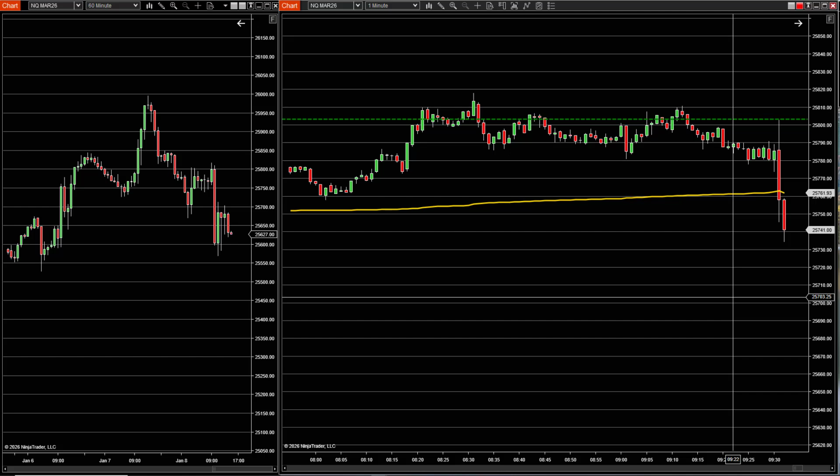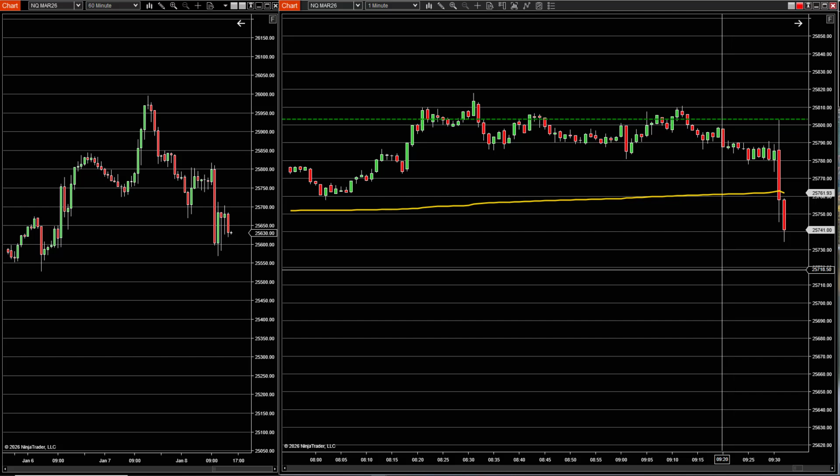pullbacks into some kind of imbalance. I'm looking for sweeps of liquidity, right? I want to be buying where most people would be stopping out, and I want to be selling when most people would be stopping out, because most people fail at the stock market, right? So I'm entering where most people are scared and losing money, and stop out of trades, and that's where I want to enter.